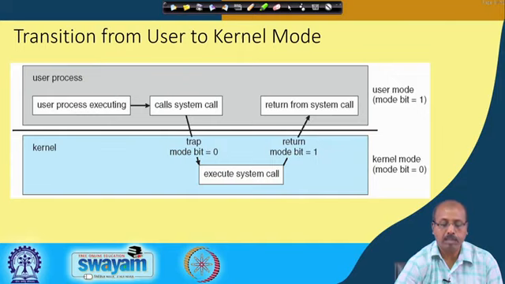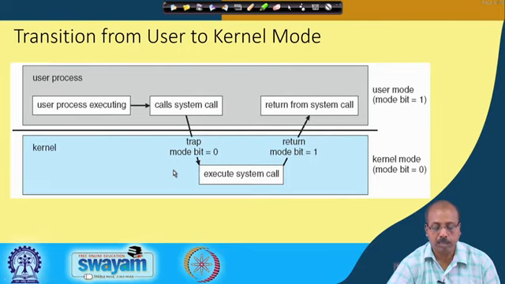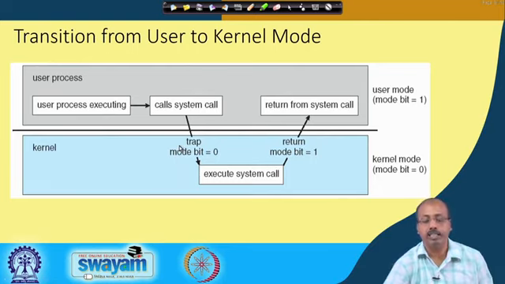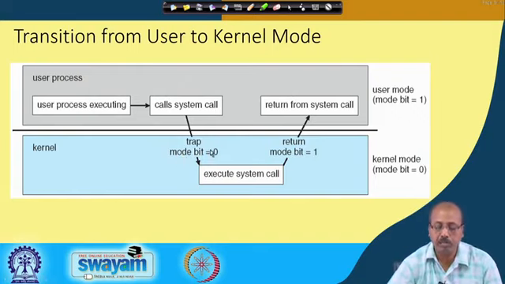So, depending upon the type of system call that is made by the user process, the corresponding trap is invoked, and then it comes to the kernel mode. When this trap instruction is executing, the architecture designer has ensured that the mode bit becomes equal to 0. At this point it executes the system call.